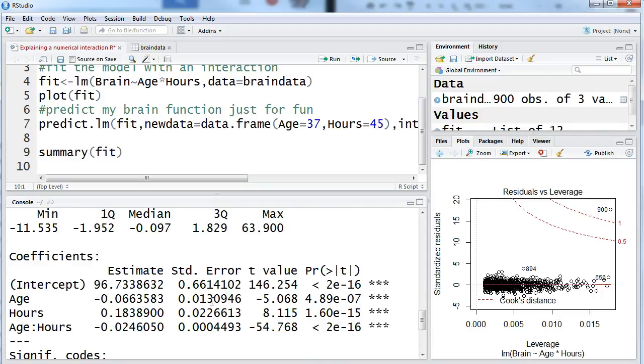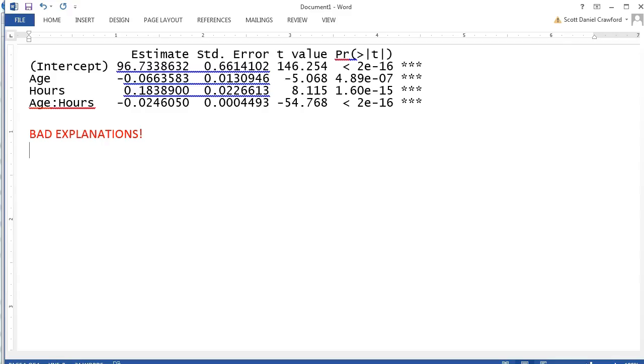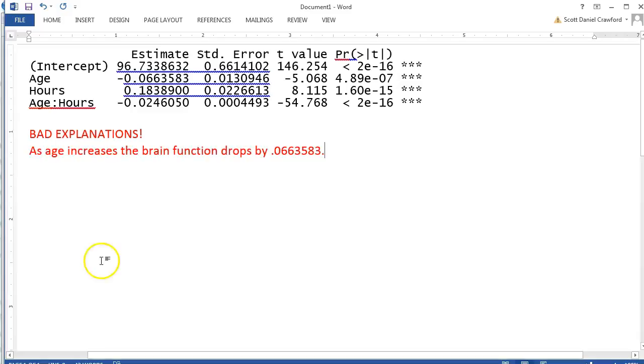summary. There's the numbers. These are the numbers that we've got to be able to explain. And I want you to be aware of some temptations that you'll want to use, but these are not good ways to talk about it. You can't just say that as age increases, brain function drops by 0.066. That is the true coefficient for age, but you have an age times hours value here, which means it would be equally wrong to say that about hours.